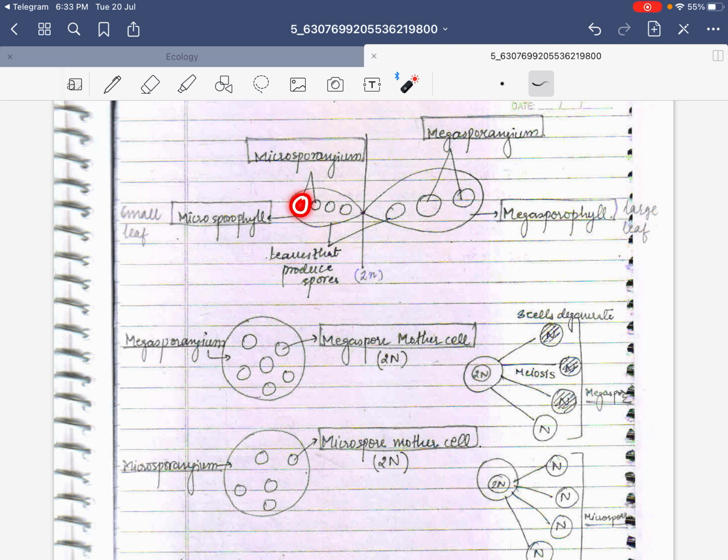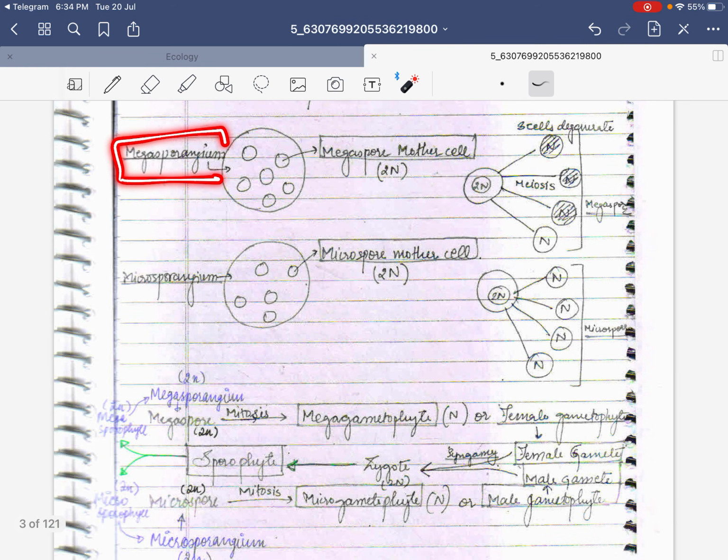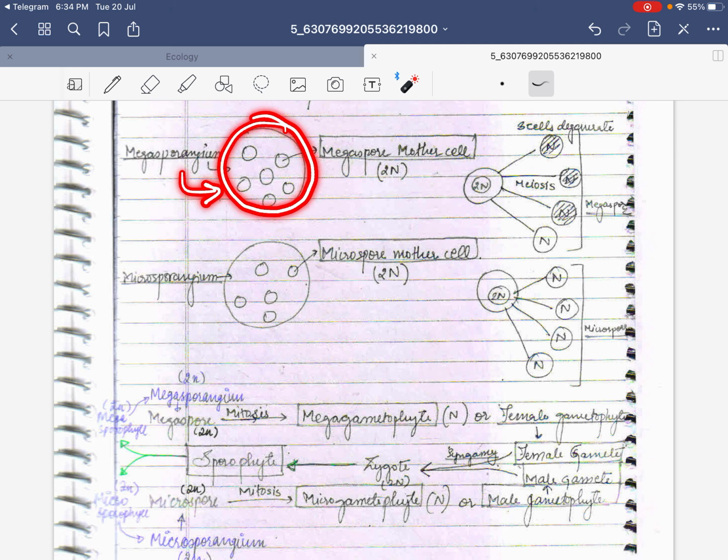And on microsporophyll, we have microsporangium, right? So these are the leaves that produce spores. All of them have a ploidy of 2n, right? Okay. Now what exactly is in megasporangium? Inside megasporangium, you have megaspore mother cells, right? These are megaspore mother cells whose ploidy is 2n.